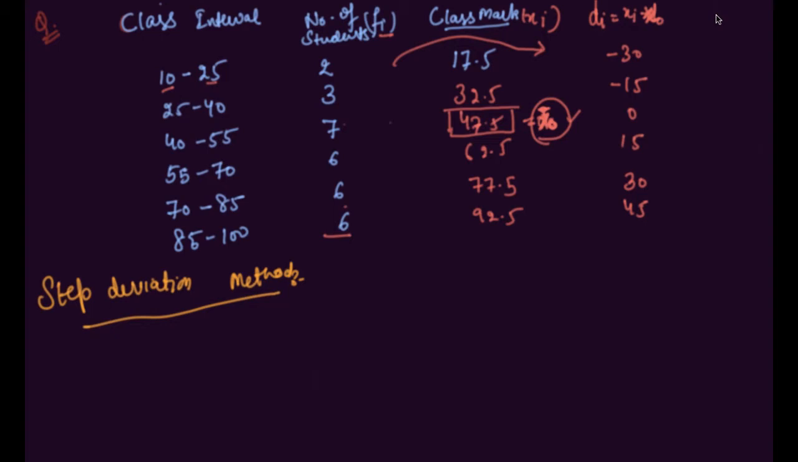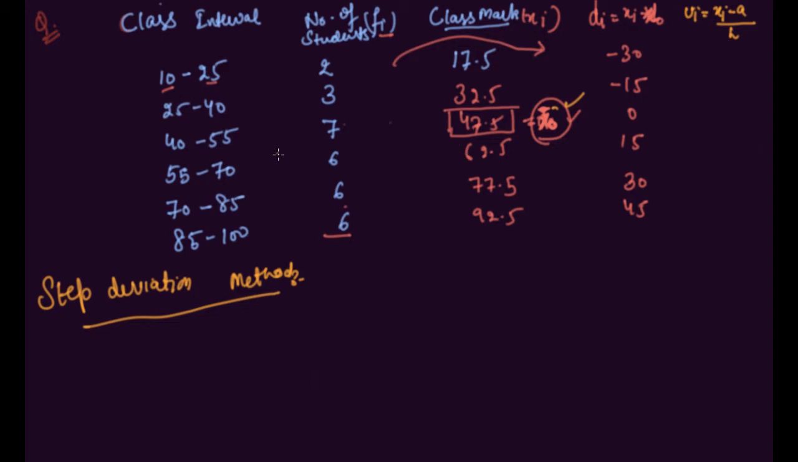So what's the major difference between the assumed mean method and the step deviation method? In the assumed mean method, we directly find the value of fi di, and multiplying fi di is again a very calculative part. So to make the calculation less, we will find a step. The value of the step will be xi minus any assumed value, which was 47.5, upon h, the height of the class interval.